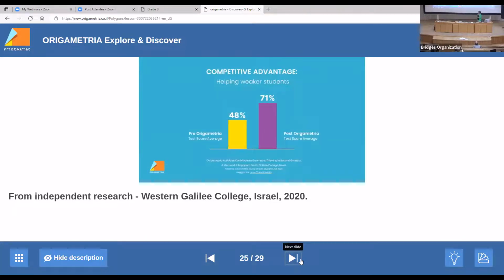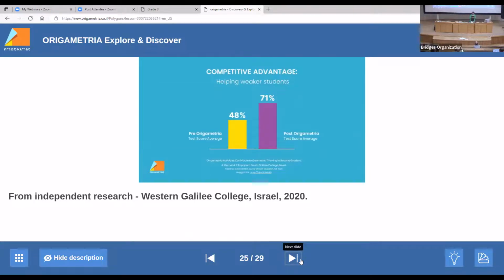So I've been asked by one of the professors to go to school and teach there with her. In the beginning, she was very negative. What I'm doing with this origami, I'm a math person and all this. So we did teach, and she saw what happened to the students. She saw the knowledge. Then she did the research about Origametria, and she wrote a few articles about it.